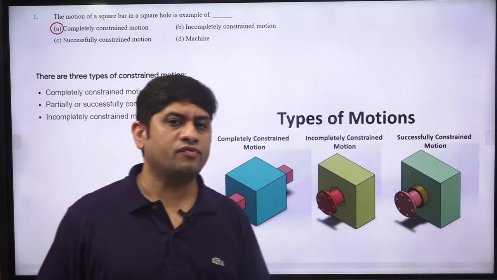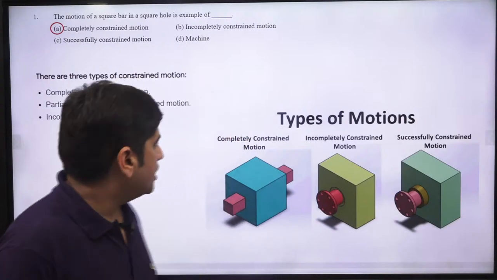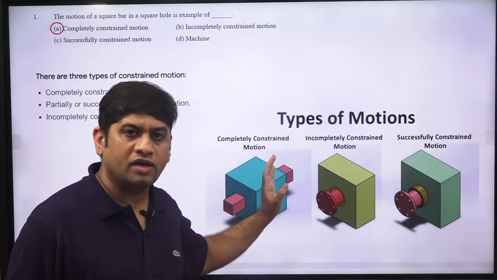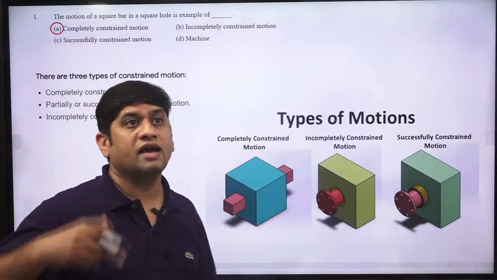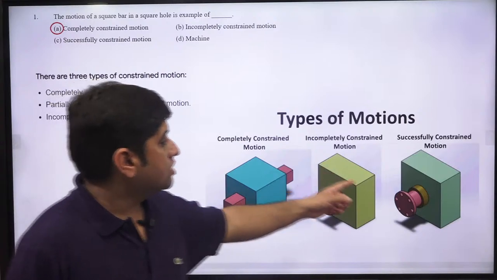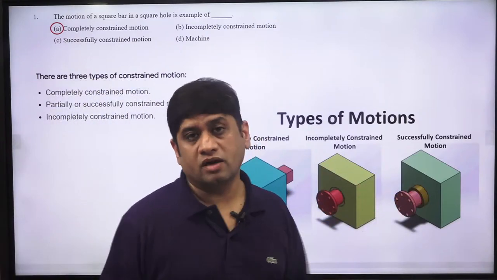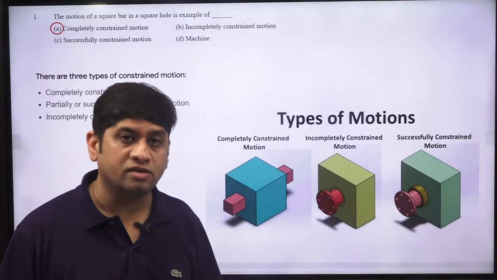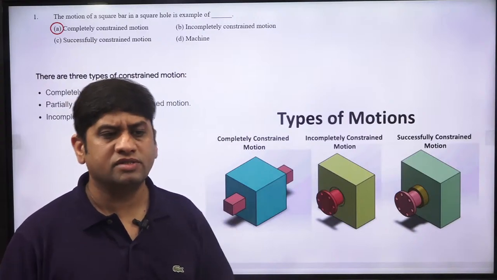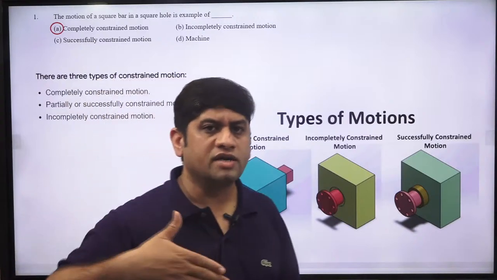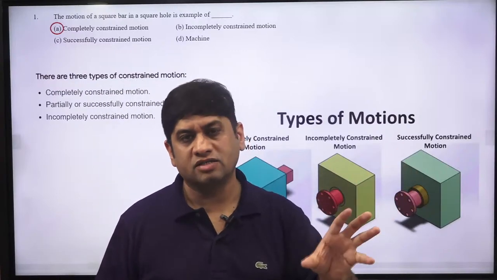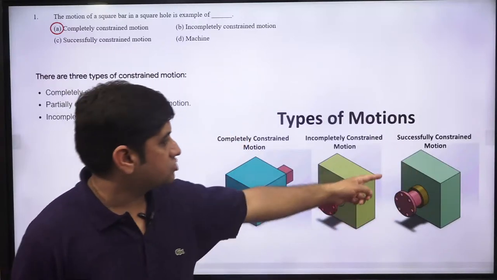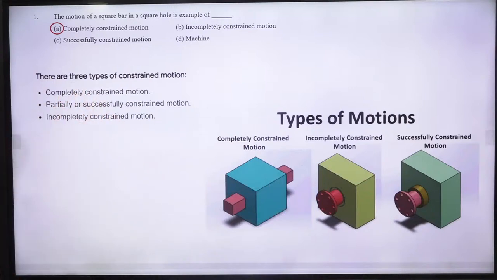So how many types of constrained motions are there? We have completely constrained motion of one link. We have incompletely constrained motion, which means it can have more degrees of freedom. And third, we have successfully constrained, which simply means we cannot enjoy the degree of freedom which was there earlier, because we have added some extra mechanism or feature. So there are these three kinds of constrained motion.